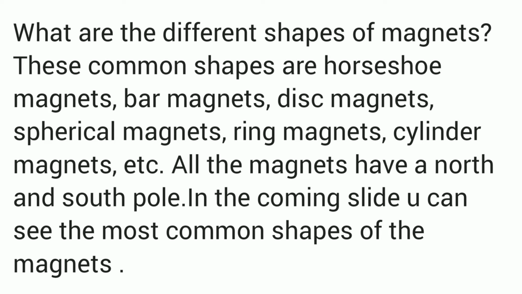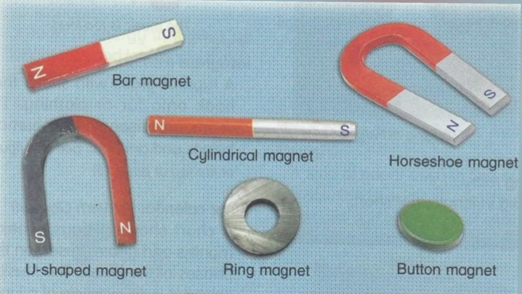Now there are different shapes of magnets. The most common shapes of magnets are visible to you in the coming slide. They are the horseshoe magnet, the bar magnets, disc magnets, spherical magnets, ring magnets, cylindrical magnets, etc. Just look at the picture here. You can see a U-shaped magnet, a cylindrical magnet, a bar magnet, a horseshoe magnet, a button magnet or disc magnet, and a ring magnet.